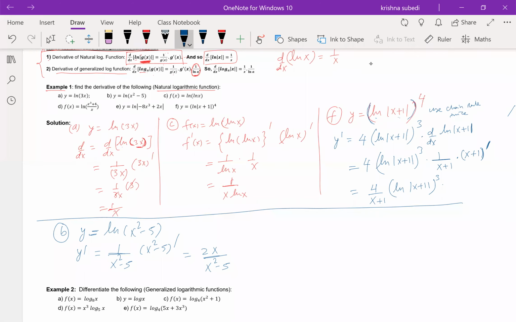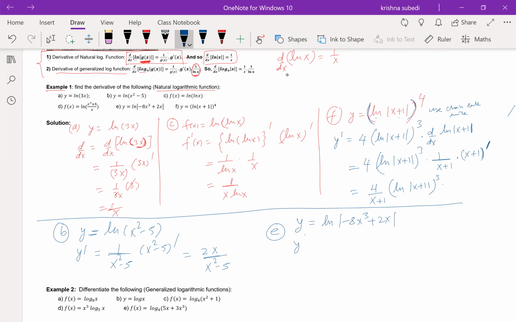And going back to part E. Okay, let's try part E. And I think you guys did pretty good in part E. So let me just copy the question. y equals ln of negative 8x cubed plus 2x.